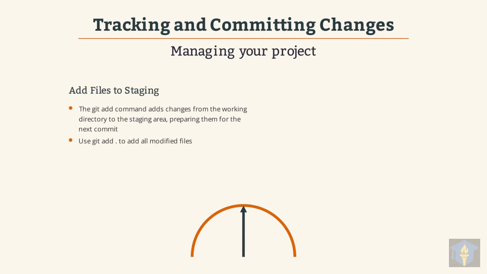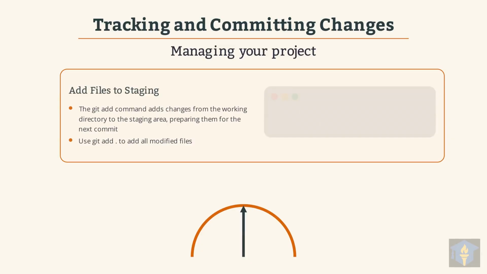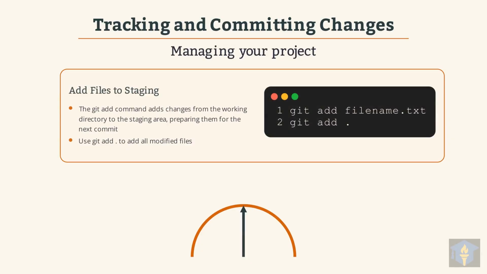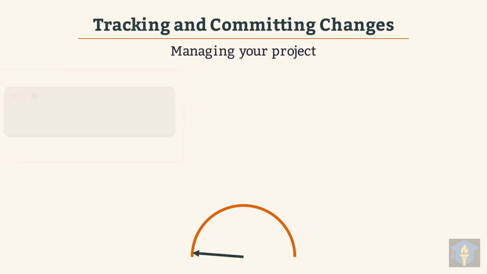Next, we'll cover how to add your modified files to the staging area, preparing them for a commit. The git add command moves changes from your working directory to the staging area. Use git add . to stage all modified files. You can add specific files like git add filename.txt, or all modified files with git add .